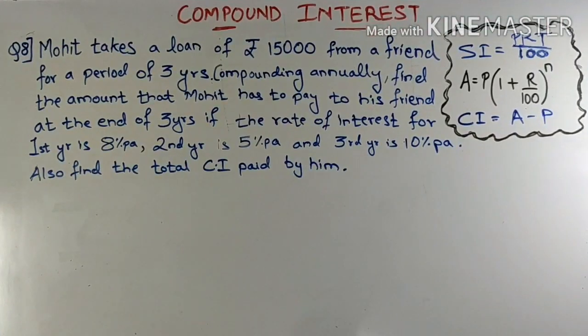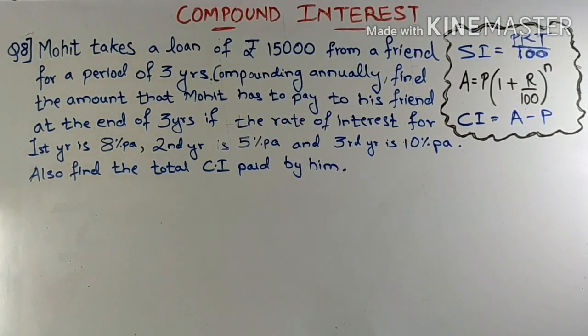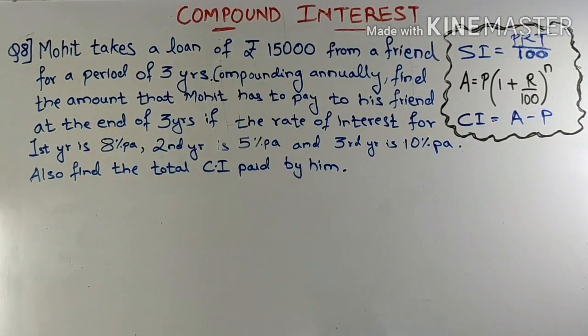Question number 8. Mohit takes a loan of rupees 15,000 from a friend for a period of 3 years. Compounding annually, find the amount that Mohit has to pay to his friend at the end of 3 years if the rate of interest for first year is 8% per annum, second year is 5% per annum, and third year is 10% per annum. Also find the total compound interest paid by him. So kindly read the question once again.